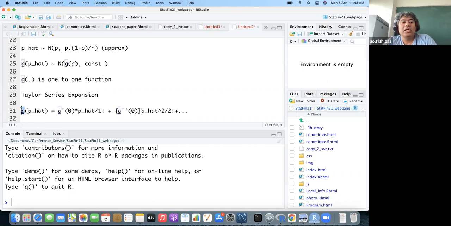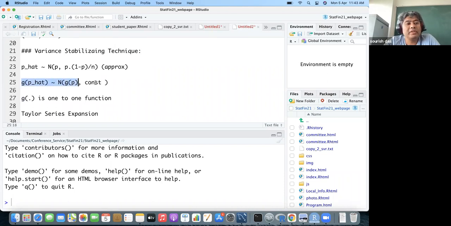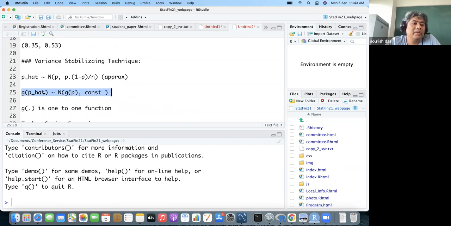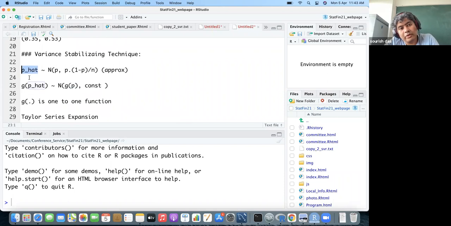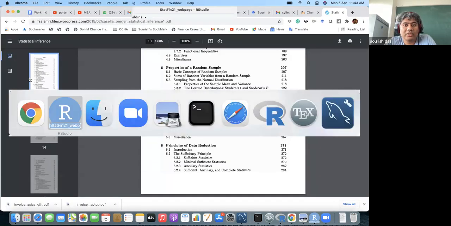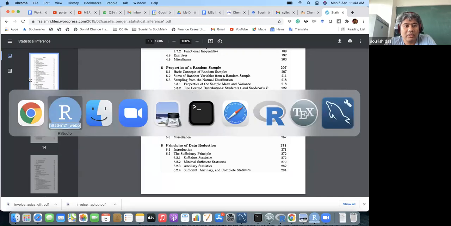Okay. Anyway, the advantage is basically you create a confidence interval and then reverse back so that you get a confidence interval for P hat. That's called the variance stabilizing technique. You can do it similarly for Poisson lambdas, from normals, from the rank values, from the medians, and all these things can be done in the same way.